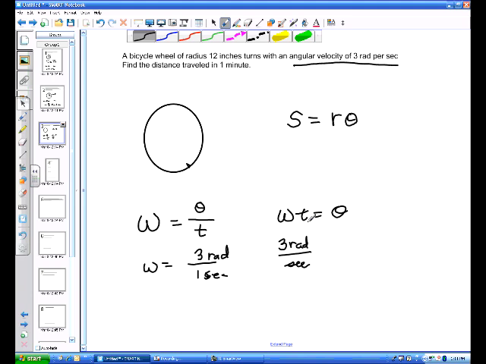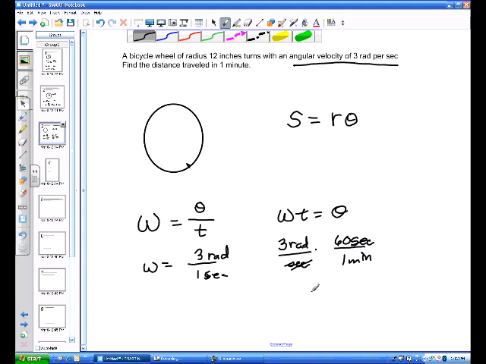Now our angular velocity here was 3 radians per second. Then we want to multiply that by the amount of time. And our time in this case was 1 minute. Well, now we can't use two different units of measure. So 60 seconds is equal to 1 minute. So as we multiply by our time, we're going to change that to seconds, and then we can do our multiplication.